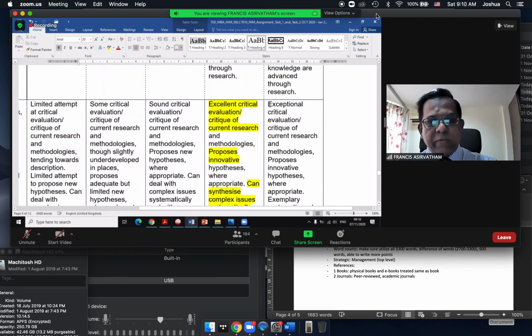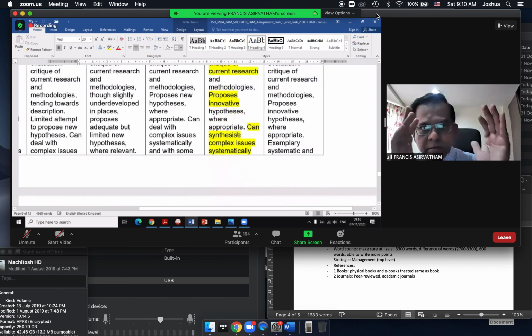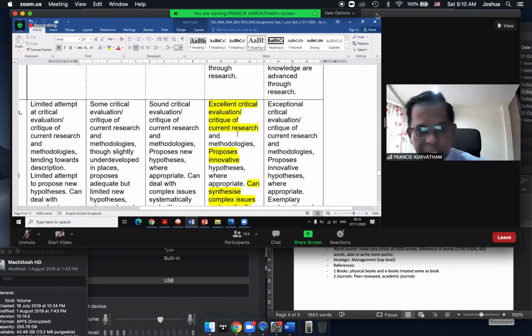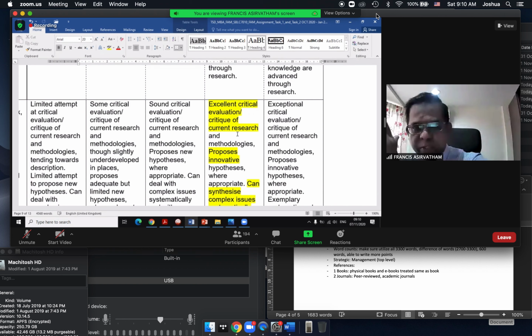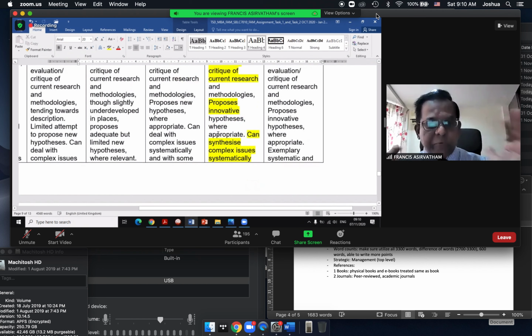Excellent critical evaluation of current research, all right, which means you can even criticize the theory. You can take one author criticizing the other author, which is two theories. That's why they put current research. You can take theory one, which contradicts with theory two. So if you can compare and contrast, that's good because that's one of the requirements. All right. Propose innovative solution.